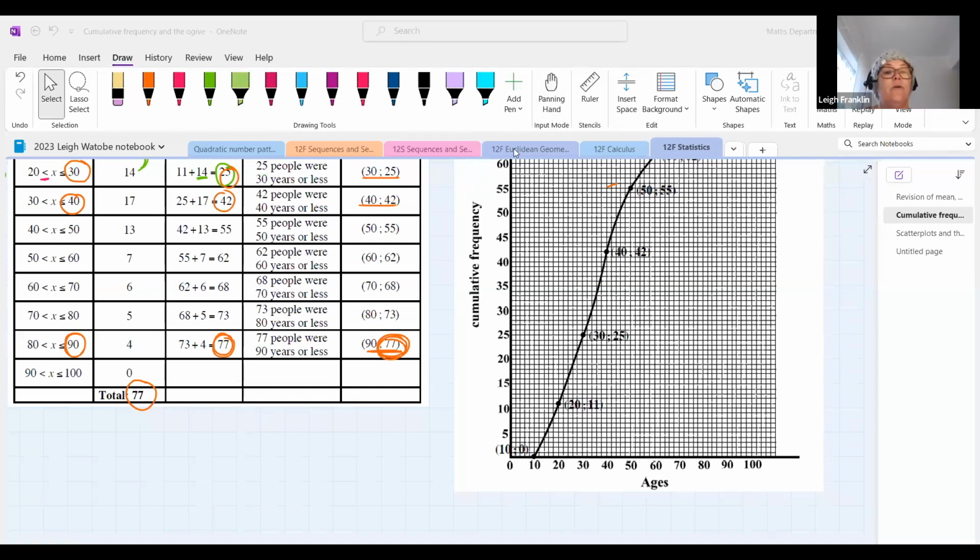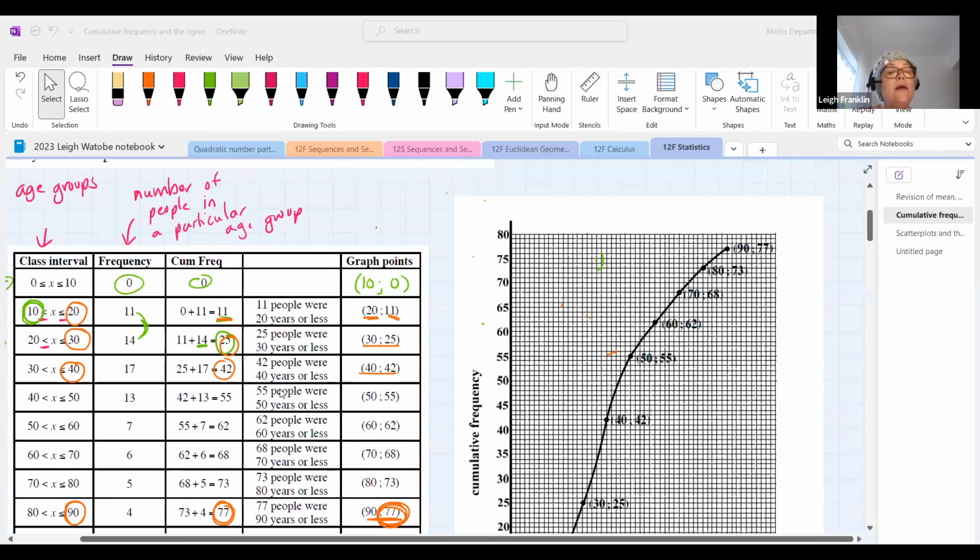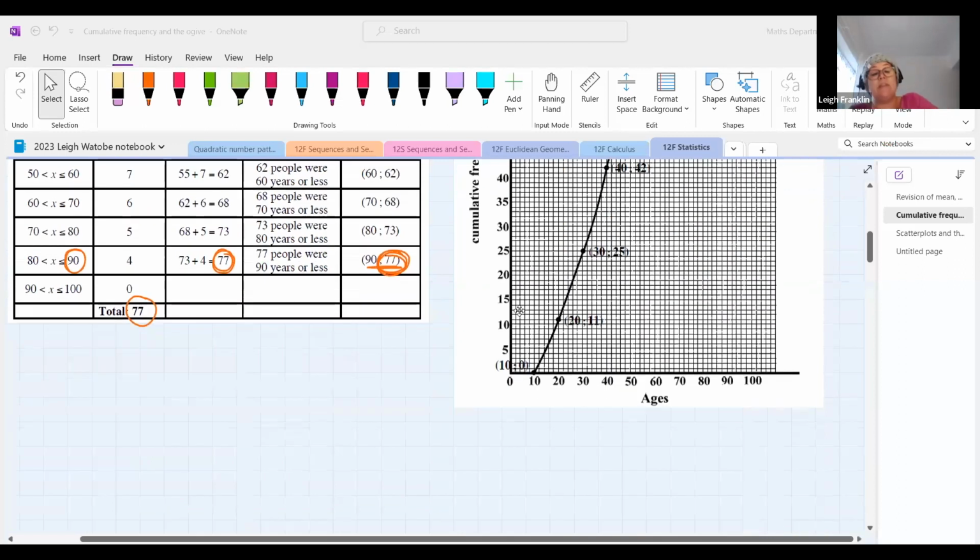Wherever your frequency starts, it's always going to be the lower bound. Sometimes it's 0 and 0, and sometimes it isn't. It just depends on the data. So the first point here is 10 and 0. You can see that here, 10 and 0. That's this point there. But it has to have an x-intercept.